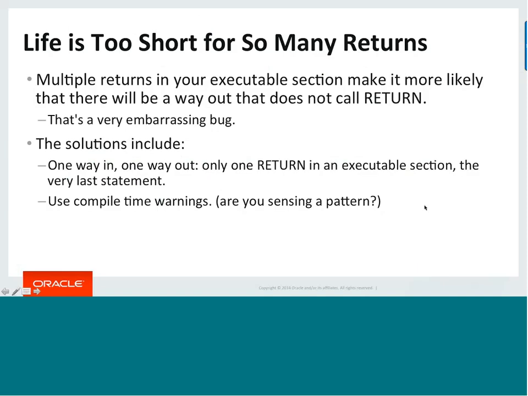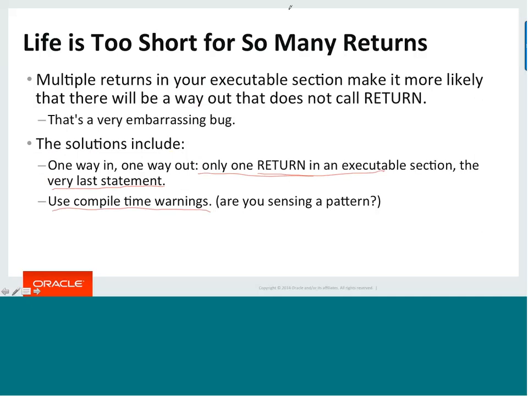So here's the basic idea, and it comes from structured programming from years and years and years ago. There should be one way in and one way out of your procedures and functions, etc. So multiple returns in your executable section make it likely that there will be a way out that does not call return. And the basic idea that you should take is that in a function, there should be just one return statement in the executable section. There could even be one in an exception handler, depending on the exception. But make the very last statement in your function the return statement. And use compile time warnings to let you know about the problem.